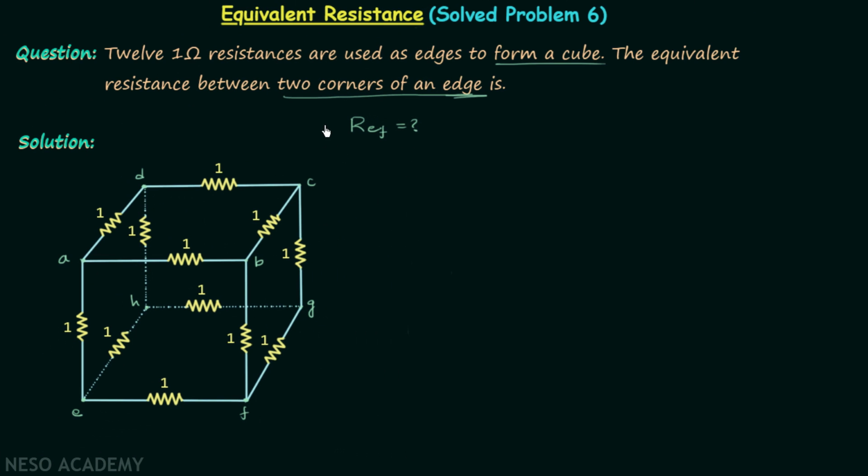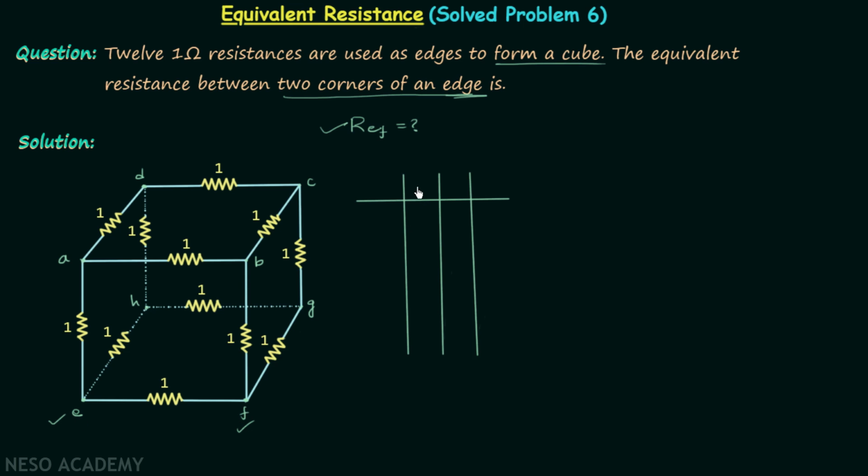Now to calculate the equivalent resistance, we are required to simplify this skeleton, and we can simplify this skeleton once we have the equipotential points. And in the previous lecture, we understood the process to find out the equipotential points. So now we are going to repeat the same process to find out the equipotential points when we are required to calculate the resistance between two corners of an edge. And here we have taken the two corners as E and F.